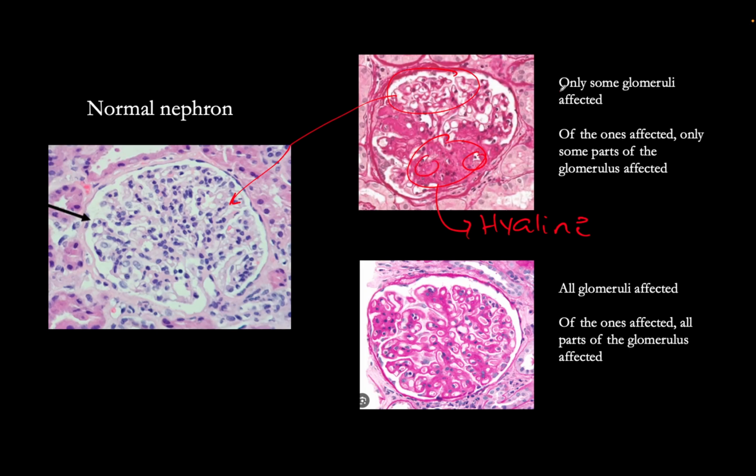And so what I want you to keep in mind is that when only some of the glomeruli are affected, and of the ones affected, only some parts of the glomerulus are affected, this is called focal segmental. And we'll get into what that means in a second. But this one, if we compare it here, there are no normal regions. Everything is affected. And so we call this membranous.